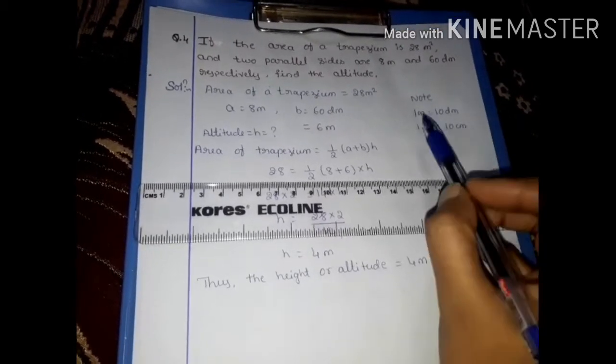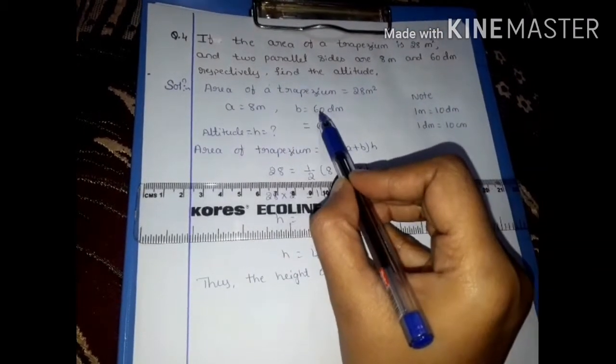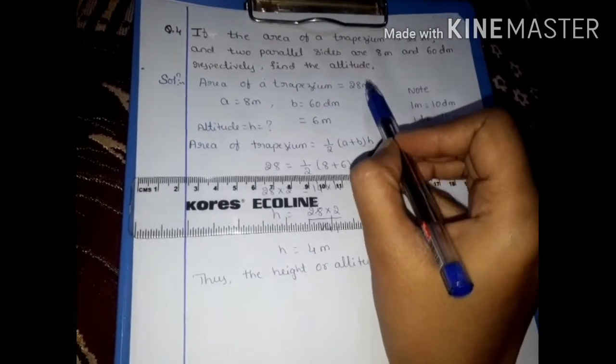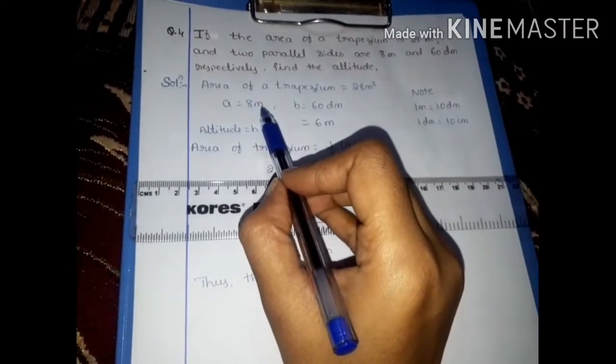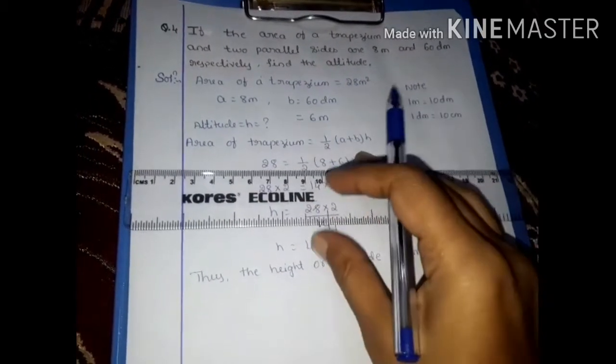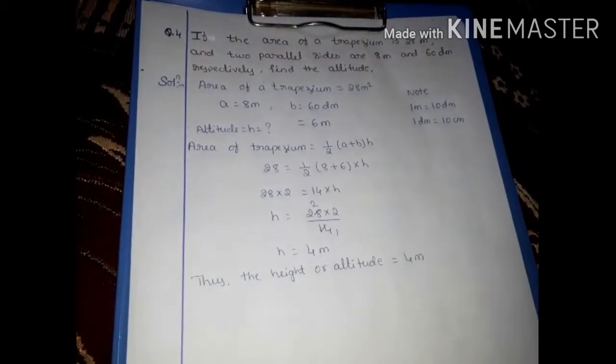Now you have to convert. The given measurement is in decimeter, you have to convert it into meter because the area and also one side are given in meter. So you have to convert the given decimeter measurement into meter. Now I will show how to convert this.